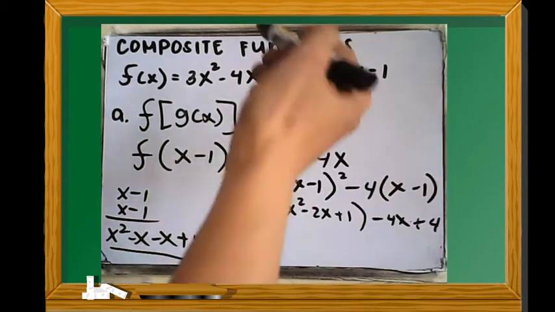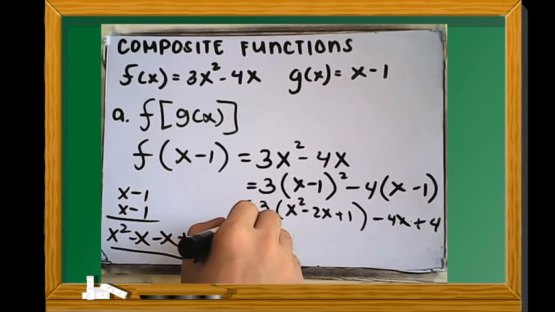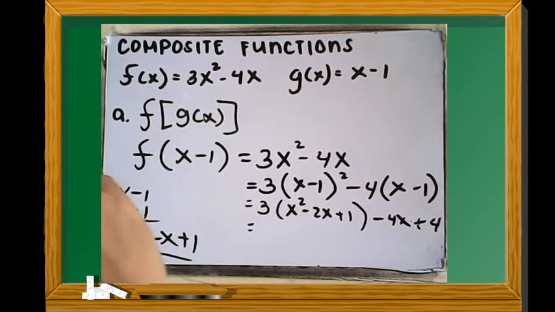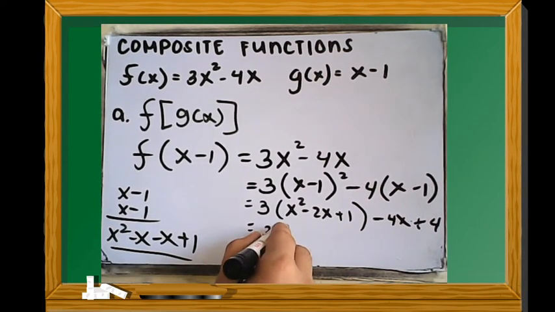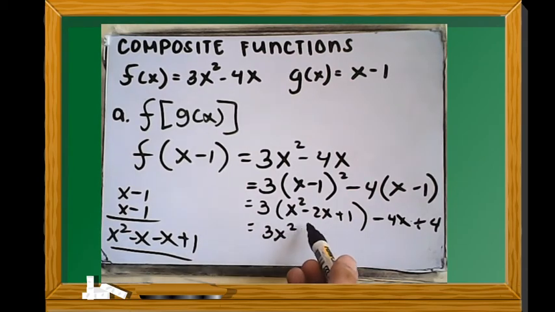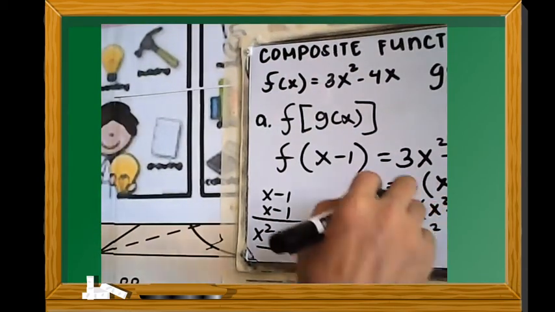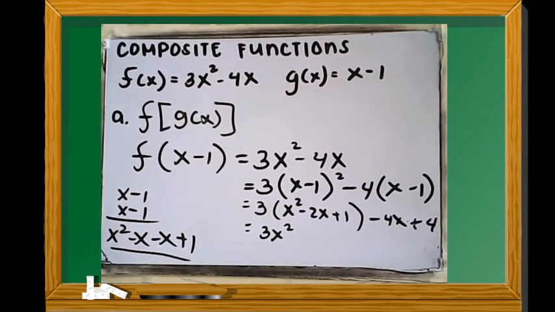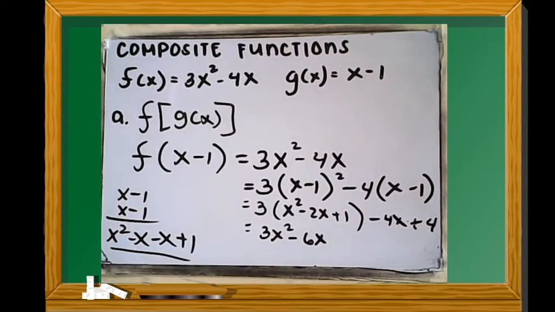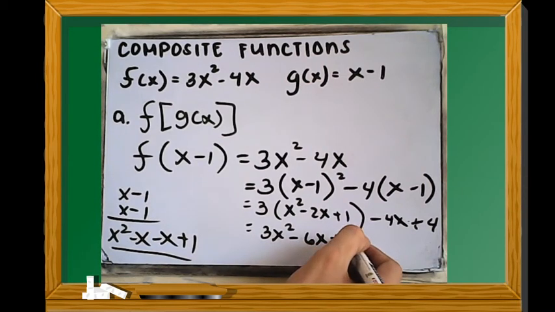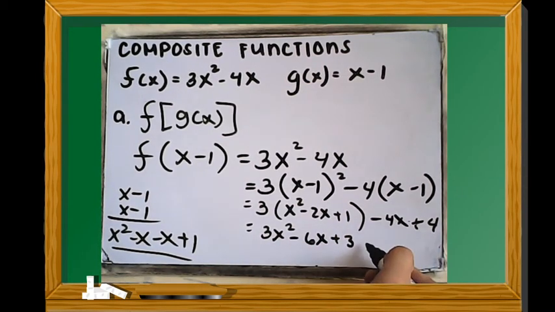So next, distribute naman natin si 3 to all terms inside the parentheses. So 3 multiplied by x squared, so 3x squared. And then 3 multiplied by negative 2x is negative 6x. And then 3 multiplied by positive 1 is positive 3. And then just copy the next terms. So minus 4x plus 4.